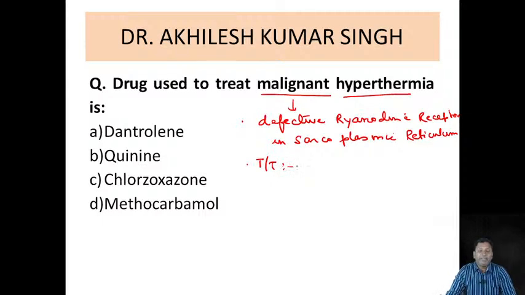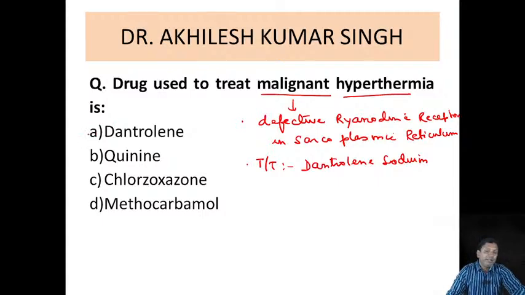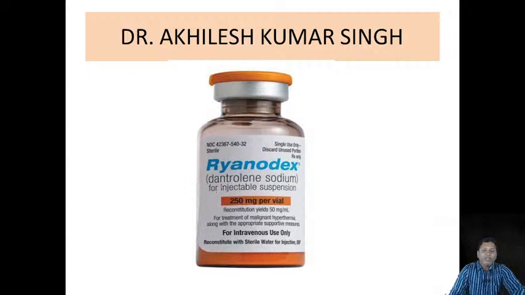So in the emergency condition, what do we have to use? We have to use IV dantrolene sodium. Dantrolene sodium is used for treatment of malignant hyperthermia. So the correct answer is option A, dantrolene sodium. I will show you the picture of the injection. This shows the vial of dantrolene sodium, and it is written clearly here, for treatment of malignant hyperthermia along with appropriate supportive measures.